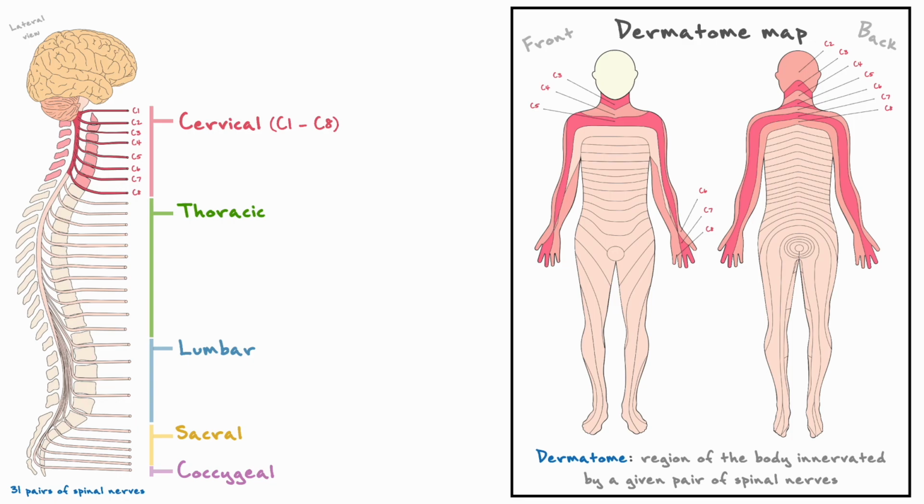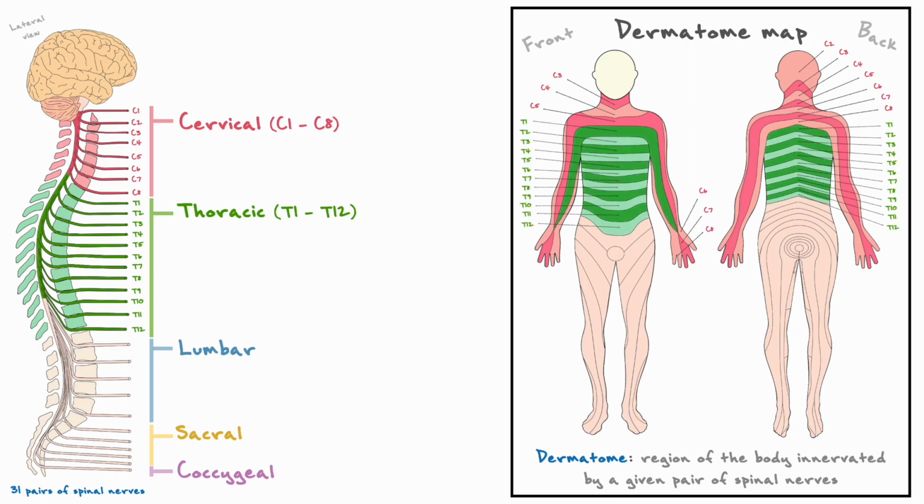The following section, thoracic, represents the chest region and it has 12 of the 31 spinal nerve pairs. In a similar fashion to the labeling of the cervical region, these 12 pairs of nerves are referred to as T1 to T12. As you can see from the dermatome regions, the thoracic sections generally cover the upper back, the majority of the torso, and a portion of the arms.